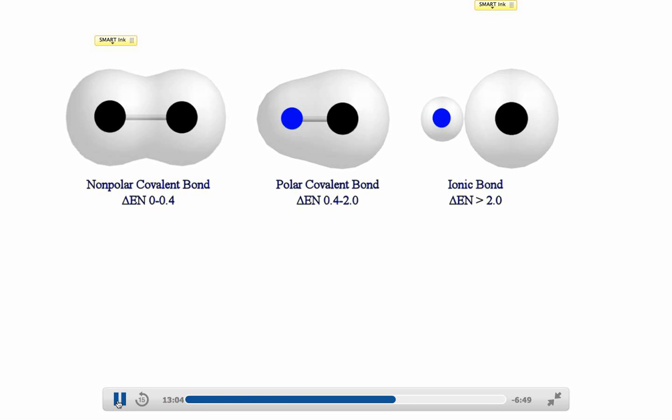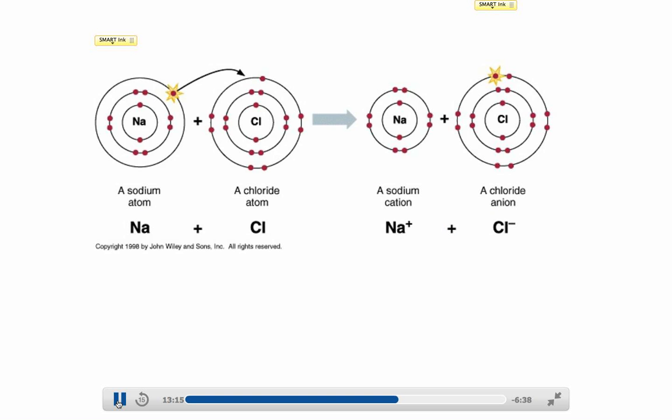So here it is in another form. Between 0 and 0.4, we consider nonpolar covalent. From 0.4 to 2.0 is polar covalent, and above 2 is an ionic bond.